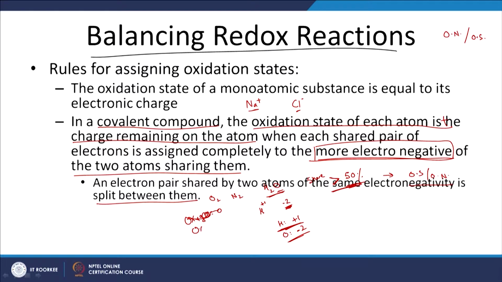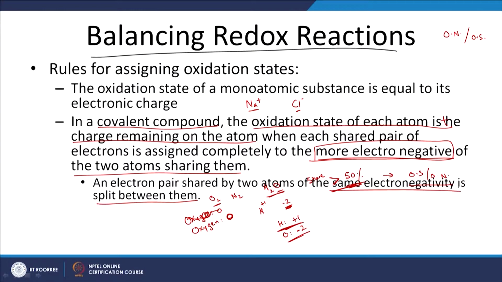Thus you see that the oxidation state of oxygen in O2 would be 0. Why is that? Because both the oxygen atoms have the same electronegativity, and that is why the electron pair is split between them. So the oxidation state of oxygen in O2 is 0. But in H2O it's relatively different. Why is that? Because oxygen compared to hydrogen is more electronegative, and it would have greater than 50% share of the relevant electrons.